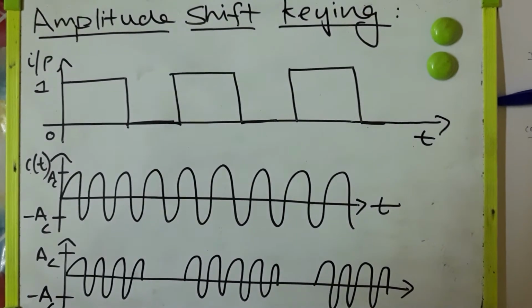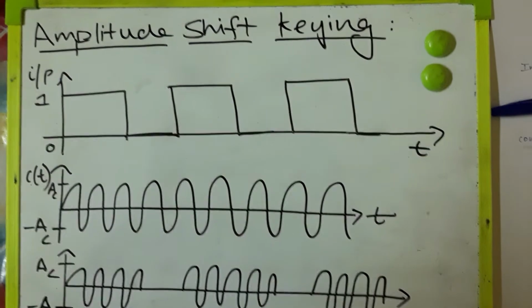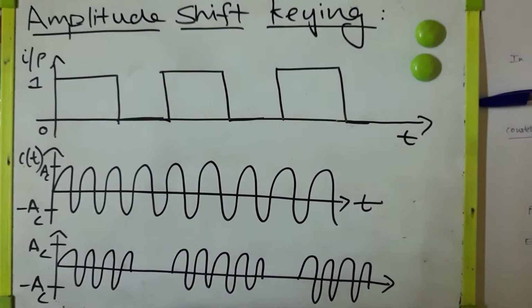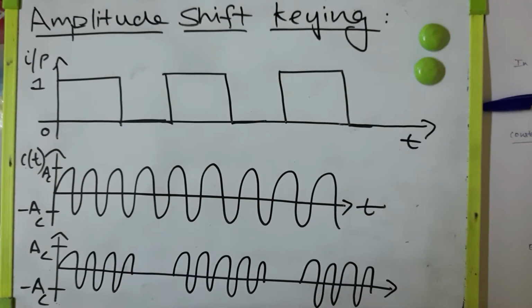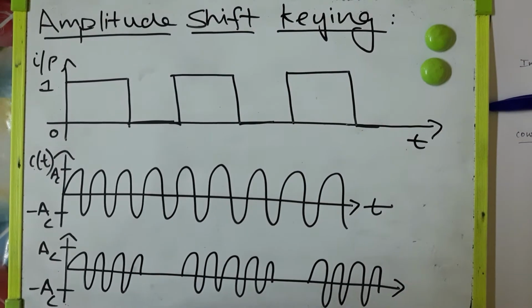Hello everyone. Today I am going to start digital communication. In that we will be seeing amplitude shift keying or ASK. Now what is done in ASK modulation?